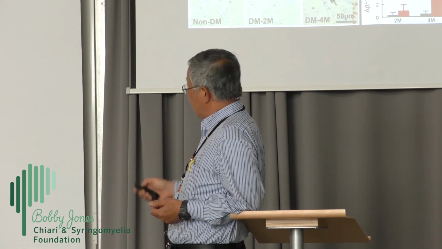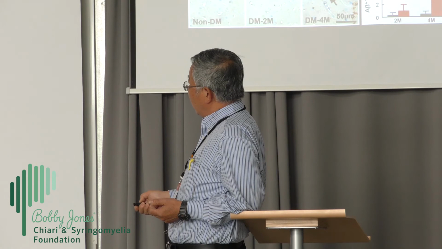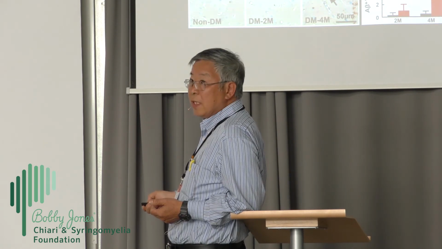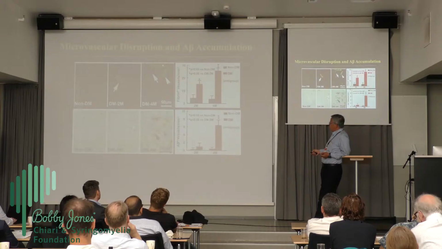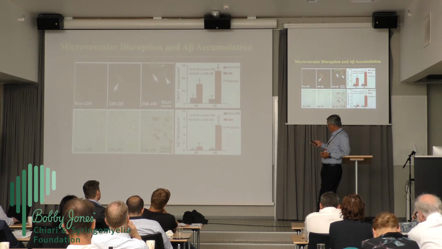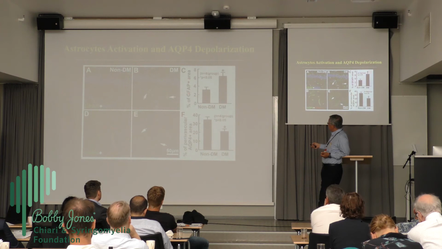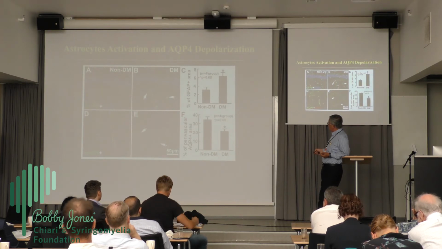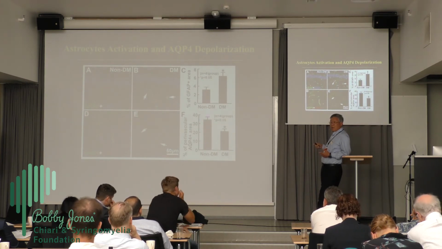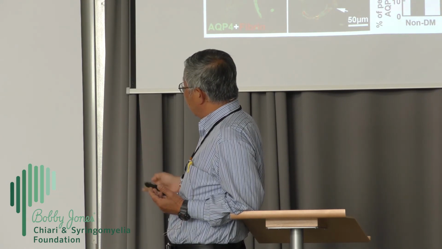Another thing for this model that is pretty interesting: if you increase the severity of the diabetes, the A beta also increases. We have quantitative analysis. We also performed the GFAP analysis. GFAP is increased in diabetes, and AQP4 in the paravascular area is decreased.